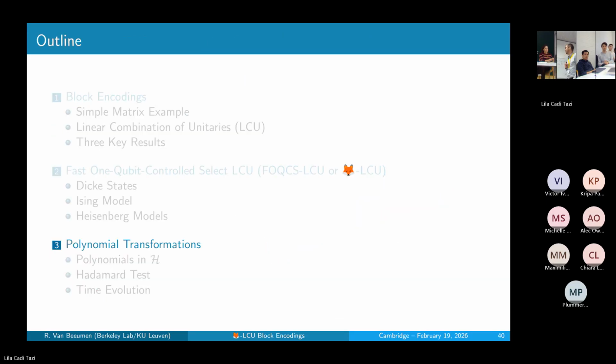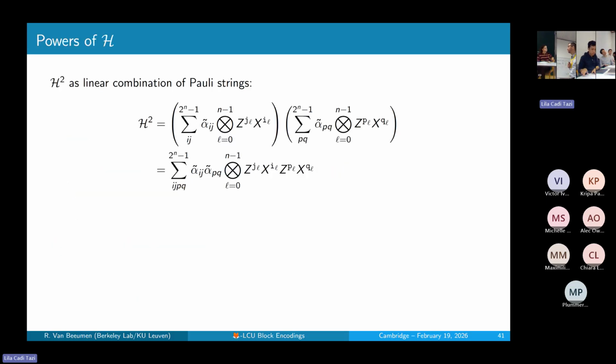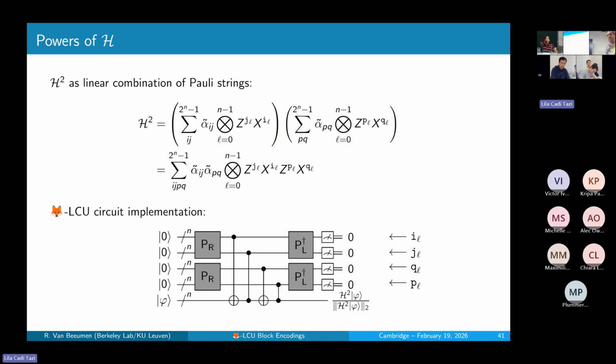Okay, that was the most theoretical part. So now let's go to some applications of these FOQCS LCU block encodings. And before we go to the polynomial, if we want to make a matrix polynomial, what we have to do is we have to do powers of H. And let's start with H squared. It's basically one H Hamiltonian written in the check matrix formalism times another one. Then we can work it out as just not having a Z and X, but now 2 times. And we can implement it as follows as a circuit.